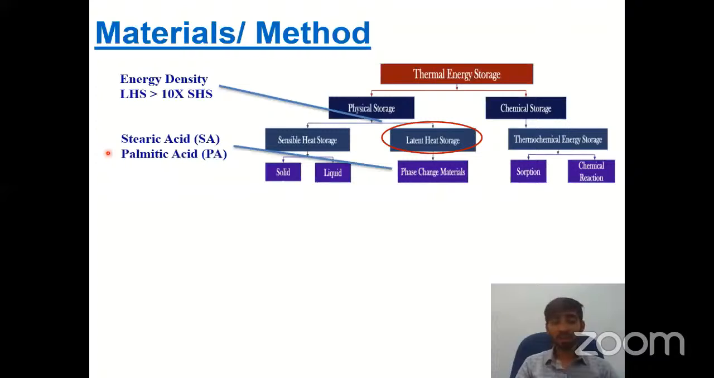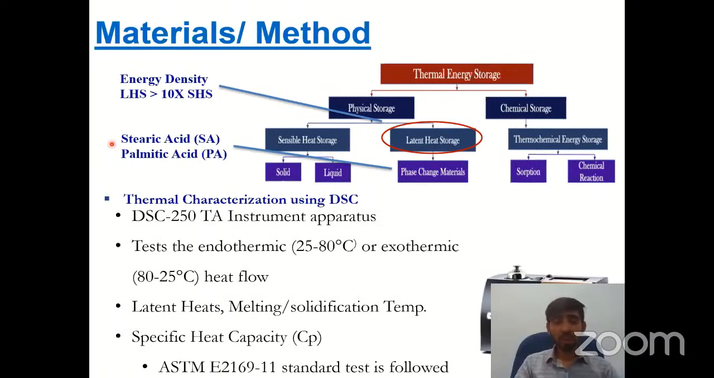According to the objective of this research, we will compare two thermal characterization methods. The first one is DSC, to find out the thermophysical properties of these two phase change materials. A DSC 250 TA instrument is used for this purpose, and this analysis tests the endothermic and exothermic heat flow. In this experiment, we chose 25 to 80 degrees centigrade for the endothermic test, and in the case of the exothermic test, the temperature was 80 to 25 degrees centigrade. This analysis method is used to find out the latent heats, melting and solidification temperatures, and specific heat capacity. It can also be found using a standard test, as I mentioned here, ASTM E2165-11. So these thermophysical properties can be found by this method.